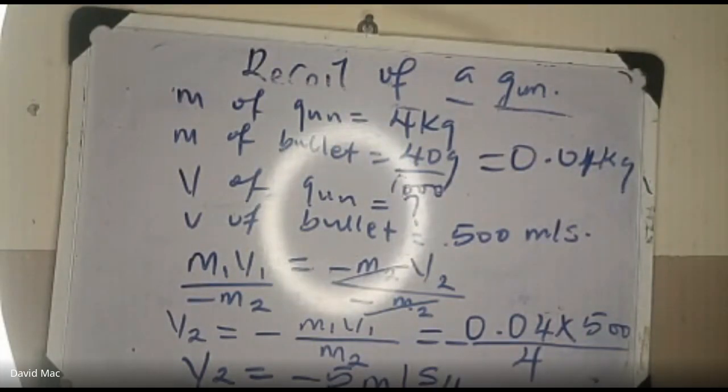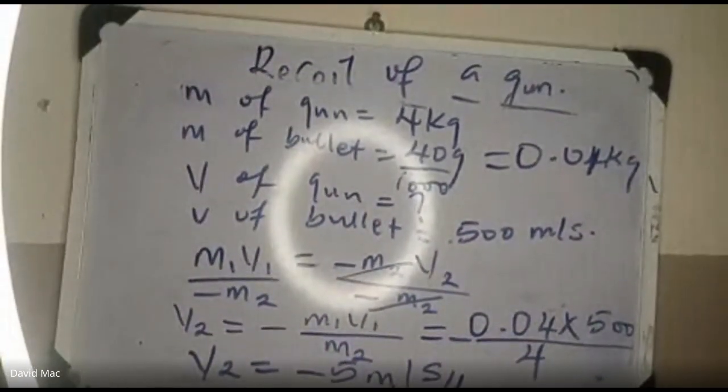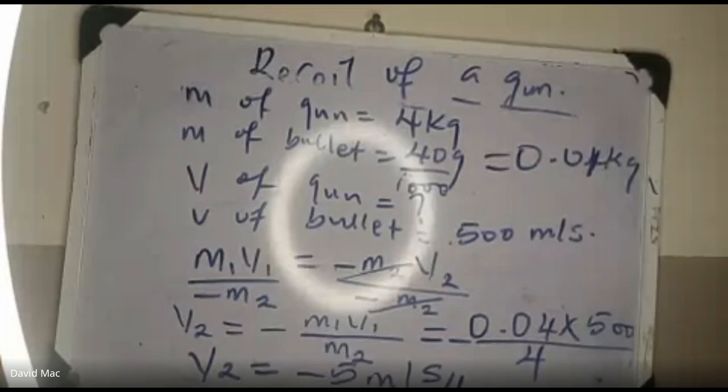Very, very simple. Our answer will now be what? Minus 5 meter per second. It's just using the formula to get your equation. That's all. Once you know your formula, you are done. There's no big deal around it.